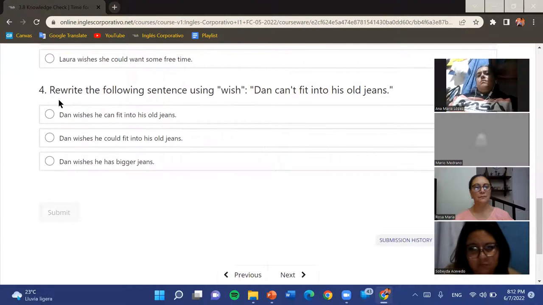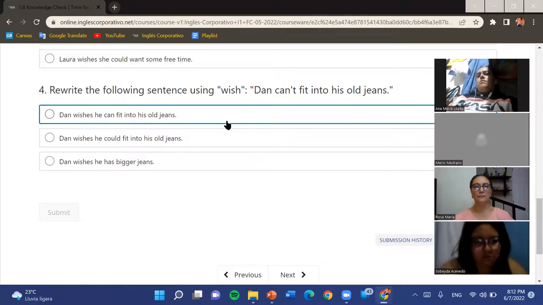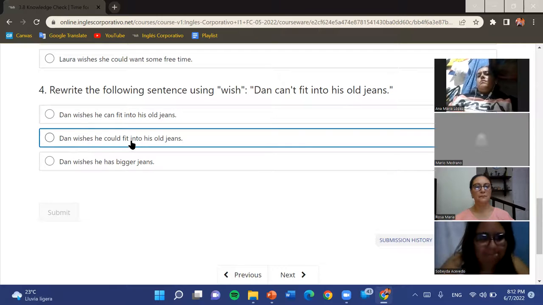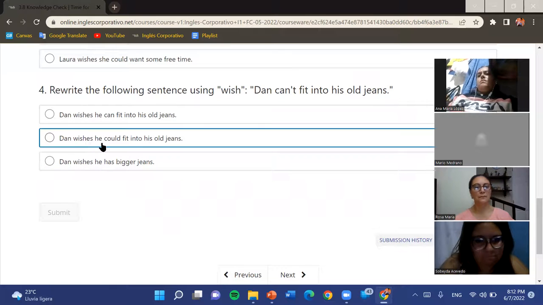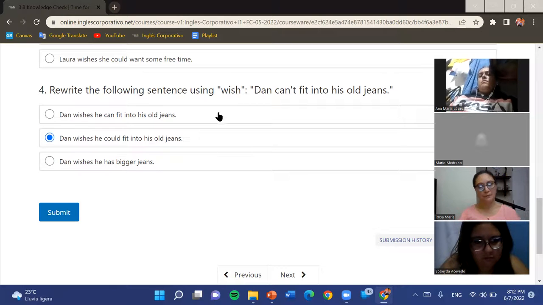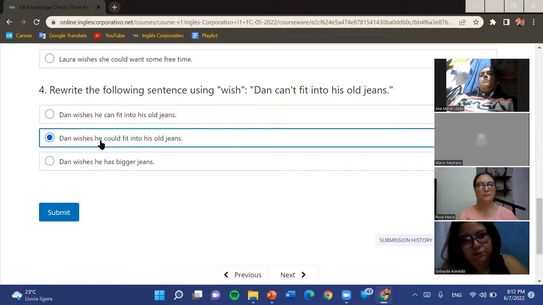And the last one: rewrite the following sentence using wish. Dan can't fit into his old jeans. Now, we have three different examples. Dan wishes he can fit into his old jeans. Dan wishes he could fit into his old jeans. And Dan wishes he has bigger jeans. The best option for this occasion is Dan wishes he could fit into his old jeans, because the sentence is Dan can't fit into his old jeans. So his wish will be that he could fit into his old jeans.